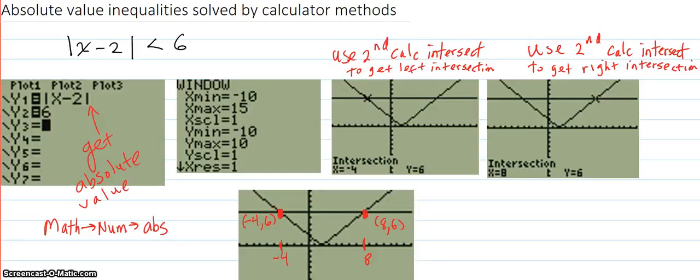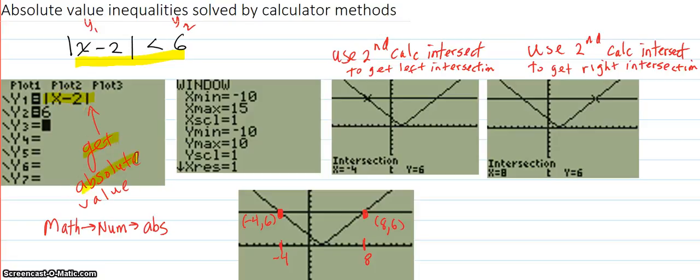Absolute value inequalities solved by calculator methods. So there's your inequality, an absolute value inequality. What you do is treat this side as y1 and this side as y2. So you graph them in the calculator, but how do you get the absolute value bars?